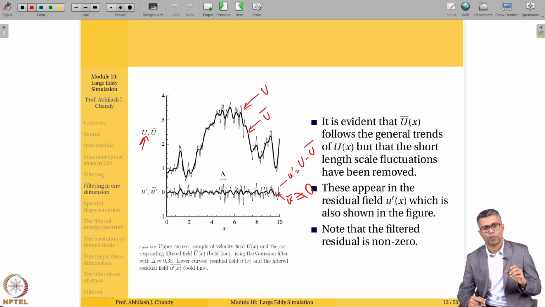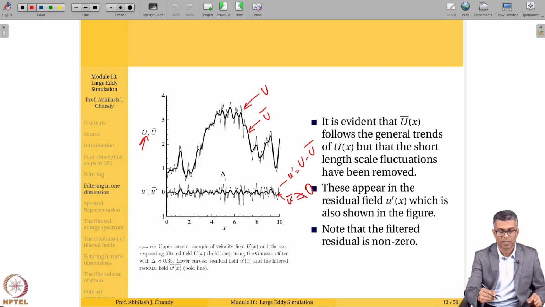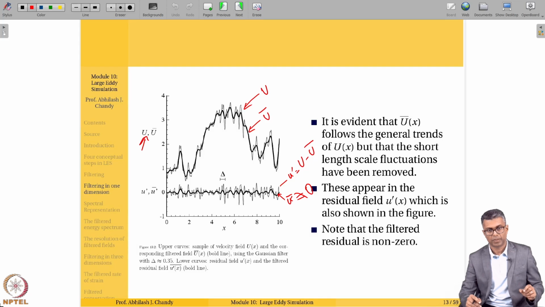Hello everyone. So in the last class we were talking about the filtering operation involved in LES. And just to refresh your memory, if you look at this plot shown on the slide, what we have is the instantaneous velocity, of course, which is the thin line on the top as marked here. And you apply a filter to it, what you get is U bar. Right? So that is the thick line on the top. That's U bar. And as you can see, it is smoother than U. U bar is smoother than U.